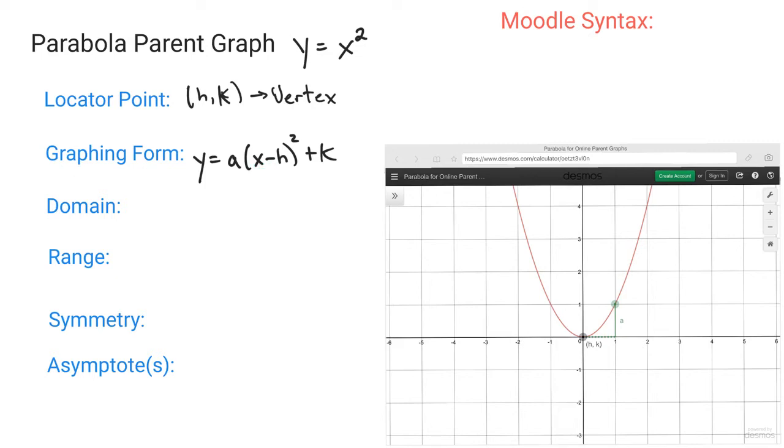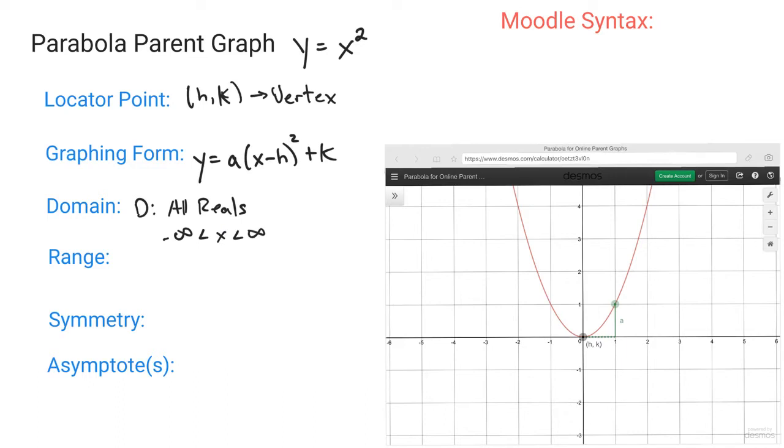Now the domain for this has to do with the fact that this is your y equals x squared equation. And since you can square every number, your domain is going to be all reals. So all real x values are able to work. You could, of course, say negative infinity is less than x, which is less than positive infinity.